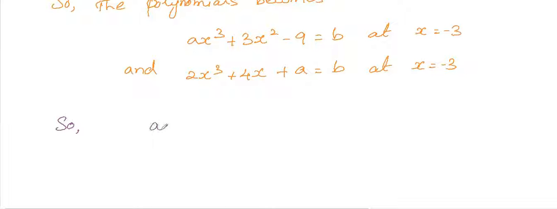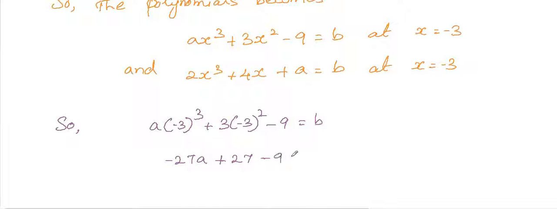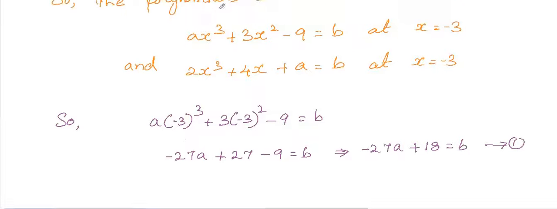So if we substitute x is equals to minus 3, we'll get a into minus 3 whole cube plus 3 into minus 3 whole square minus 9 equals to b. Let's simplify this equation. Minus 3 whole cube becomes minus 27a, and 3 times 9 becomes 27, minus 9 equals to b. So if we simplify this, we'll get minus 27a plus 18 equals to b. Let this be equation 1.